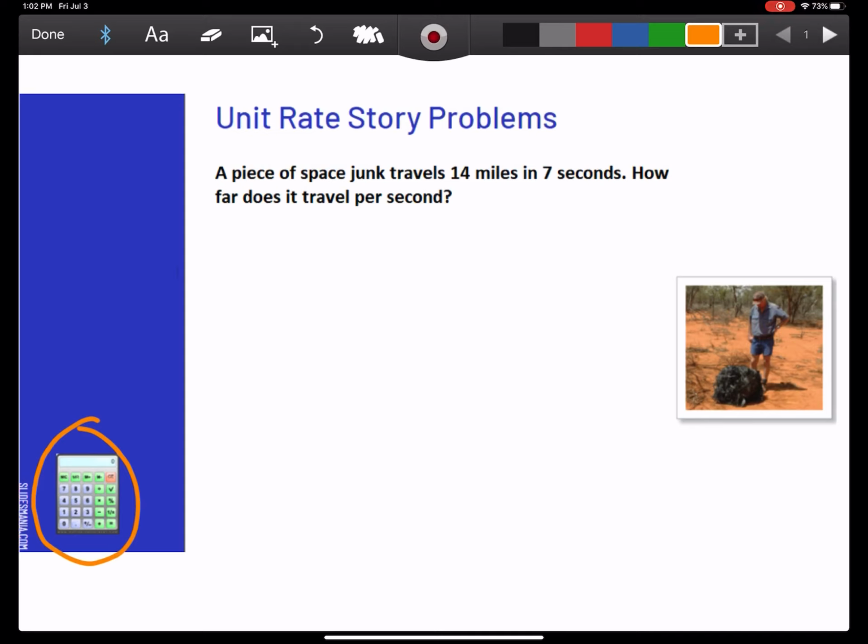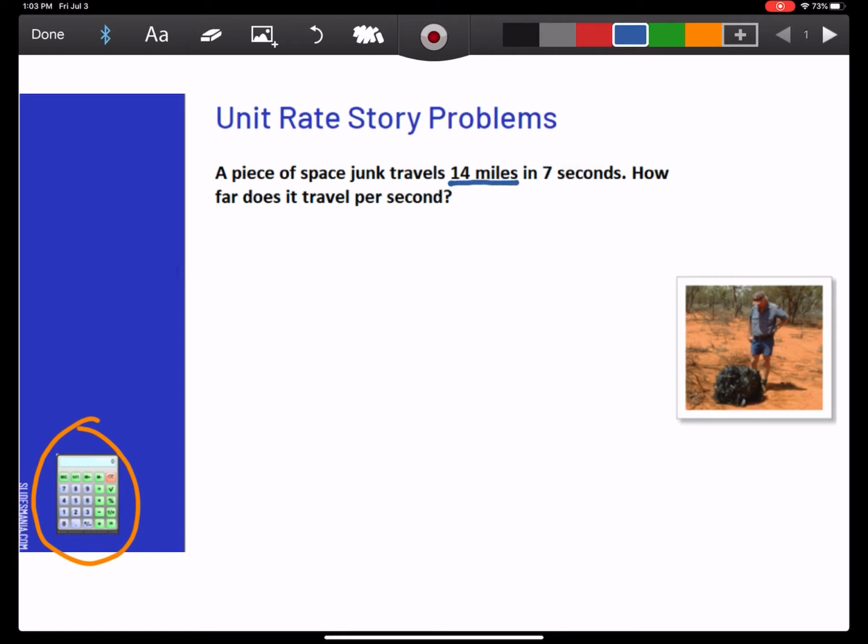All right, so let's go ahead and go over this first example. It says a piece of space junk travels 14 miles in 7 seconds. And here's the question. How far does it travel per second? So to do this, we need to get some pertinent information. Right? Find all the important information. The first thing I ask students, what is it talking about? And the first thing they like to tell me is it's talking about space junk. Yes, while that's true, that doesn't really give us any numerical values. All right. If we continue to read, it does when it tells us that space junk travels 14 miles.